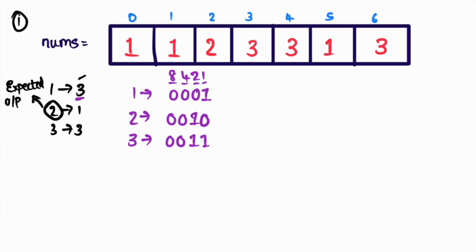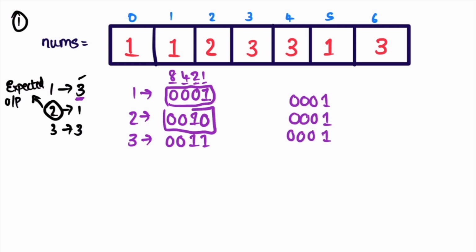And now we know the count of 1. So 1 is appearing 3 times, so let's write this 3 times. 2 is appearing 1 time, so let's write this once. And 3 is appearing 3 times, so let's write this 3 times.